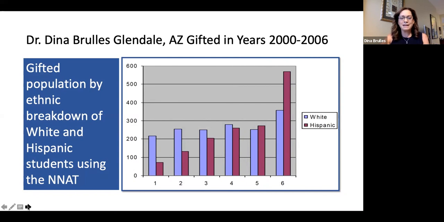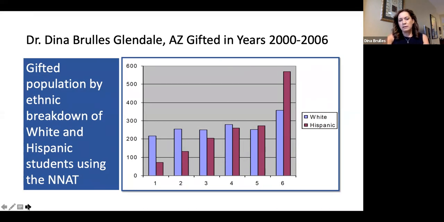Just so happens that 80% of the students at the time in the district were Hispanic. So that means that we were doing a really good job of identifying smart kids who spoke English, who were white. And we're not doing a very good job with the others.